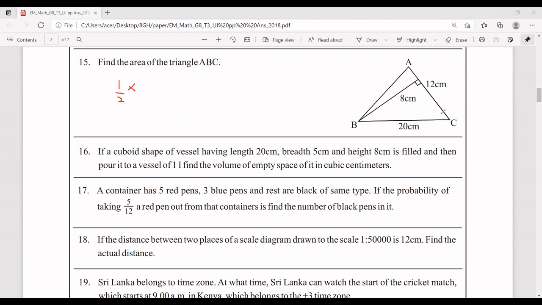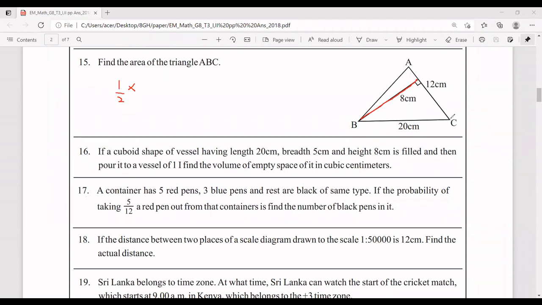Here, what is the base? Perpendicular means it makes a 90-degree angle with the base. So this line is the perpendicular. This 8 centimeter line is the perpendicular that makes a 90-degree angle. That means it is perpendicular to the line AC or BC. Which is the base? 20 or 12? AC, yes, 12. Because this line is perpendicular to AC, not to BC. That is away from this.